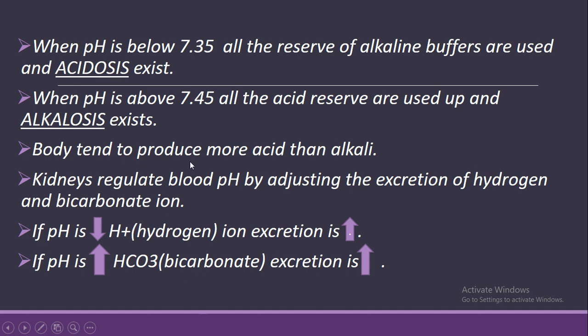The body tends to produce more acid than alkali. You can come across so many acidic formations in the body, like hydrochloric acid. Kidneys regulate the blood pH by adjusting the excretion of hydrogen and bicarbonate ions. Kidneys and lungs are the two organs which help to maintain the blood pH.